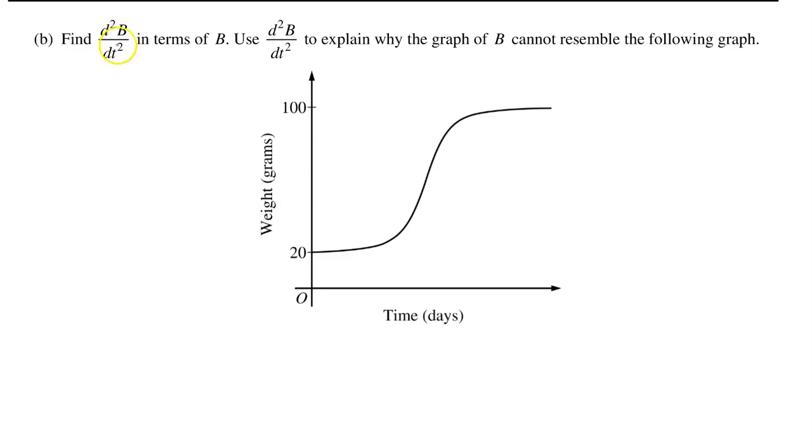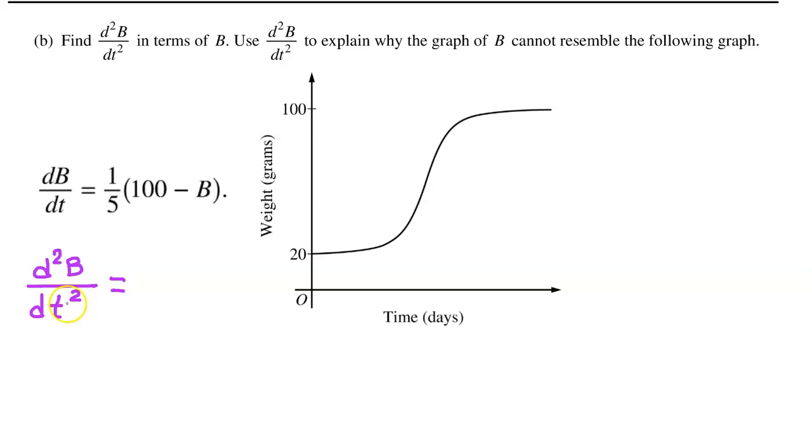Part B. Find the second derivative of B in terms of B. Use the second derivative to explain why the graph of B cannot resemble the following graph. To find the second derivative, we will take the derivative of the first derivative. I see the 1/5 in the front, which I will simply bring down. Then I move on to take the derivative of what's inside.